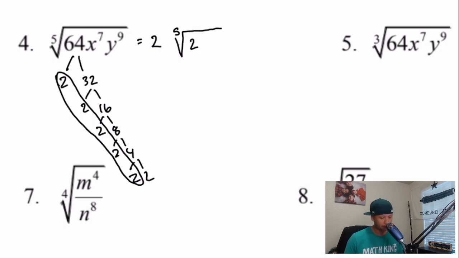2 left over. All right, fifth root of x to the 7. So there's 7 x's. So I'm going to pull out 5 as a single x. And that means that there's 2 x's left over. Likewise for y. I'm going to pull out 5. And there's going to be 4 left over. So pull out a single y. Right, 5 come out as a single. And then there's 4 left over.